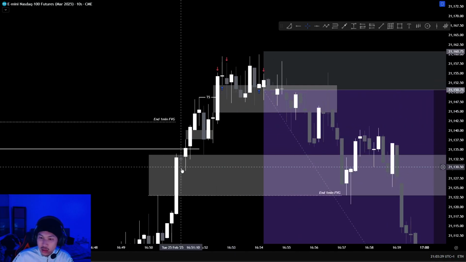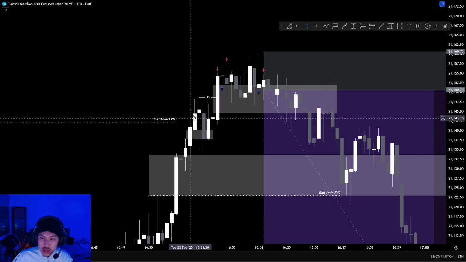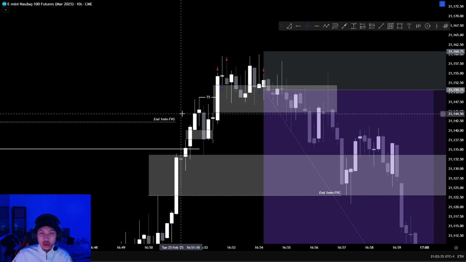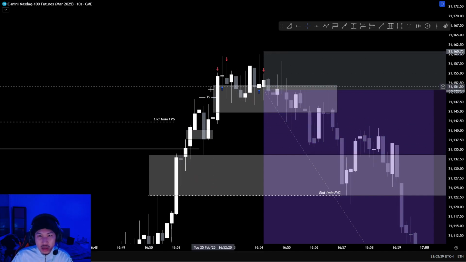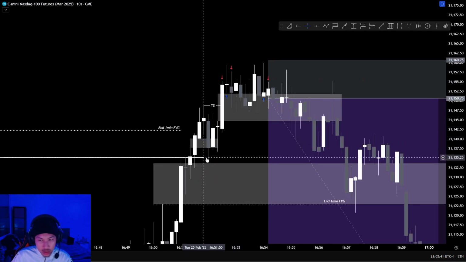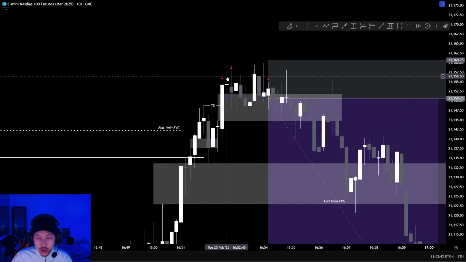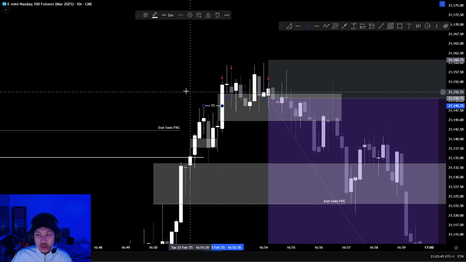So after tapping it here, this should be the turtle soup. We got a fair value gap here, and I thought this 10-second fair value gap here was going to push us once more. So exactly what we did, we pushed up once more, and this should be my last turtle soup.